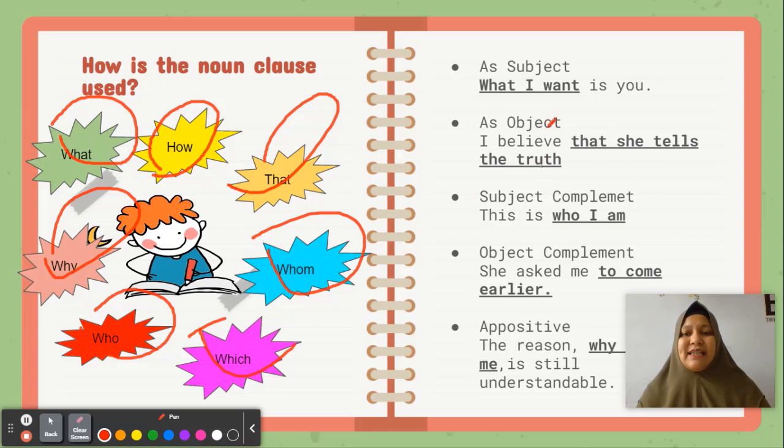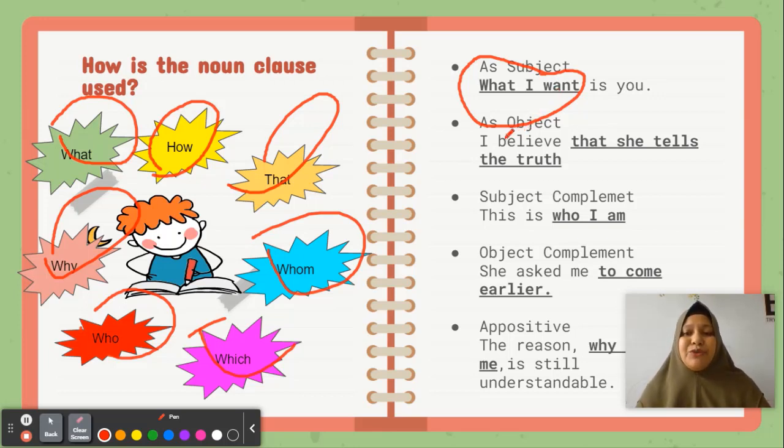Okay, now look at the examples of the noun clause functioning as subject. What I want is you. The noun clause is what I want and it functions as subject. Why? Because it comes before the verb is. And it is a noun. What I want is a noun.